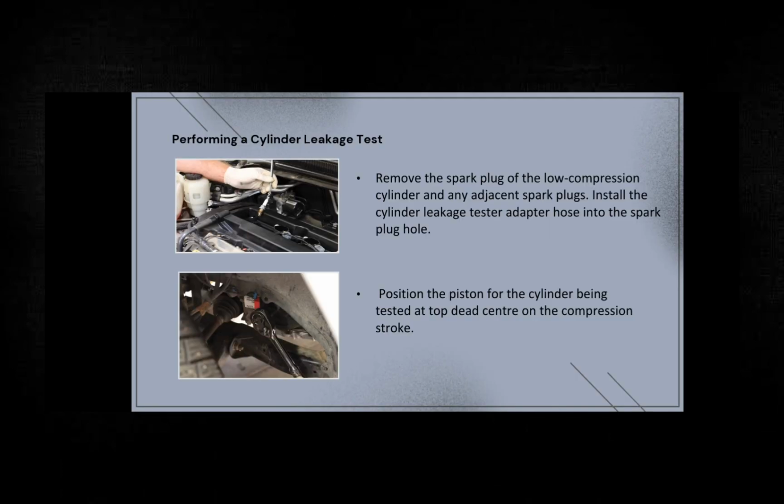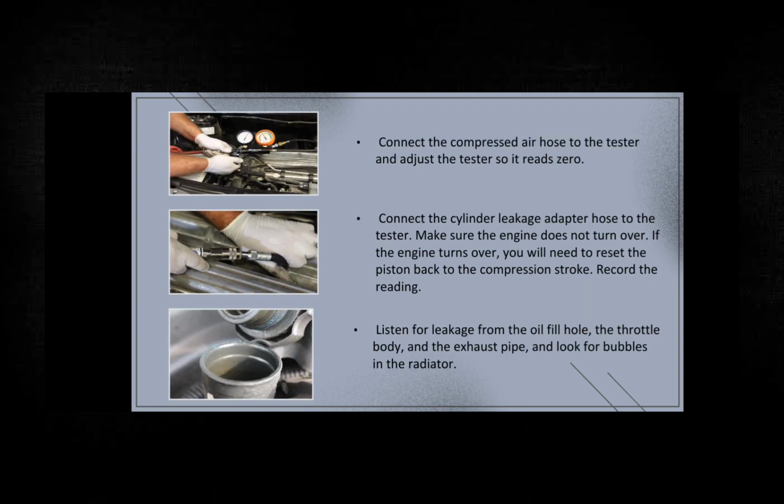Performing a cylinder leakage test. Step 1. Remove the spark plug of the low compression cylinder and any adjacent spark plugs. Install the cylinder leakage tester adapter hose into the spark plug hole. Step 2. Position the piston for the cylinder being tested at top dead center on the compression stroke. Step 3. Connect the compressed air hose to the tester and adjust the tester so it reads 0.